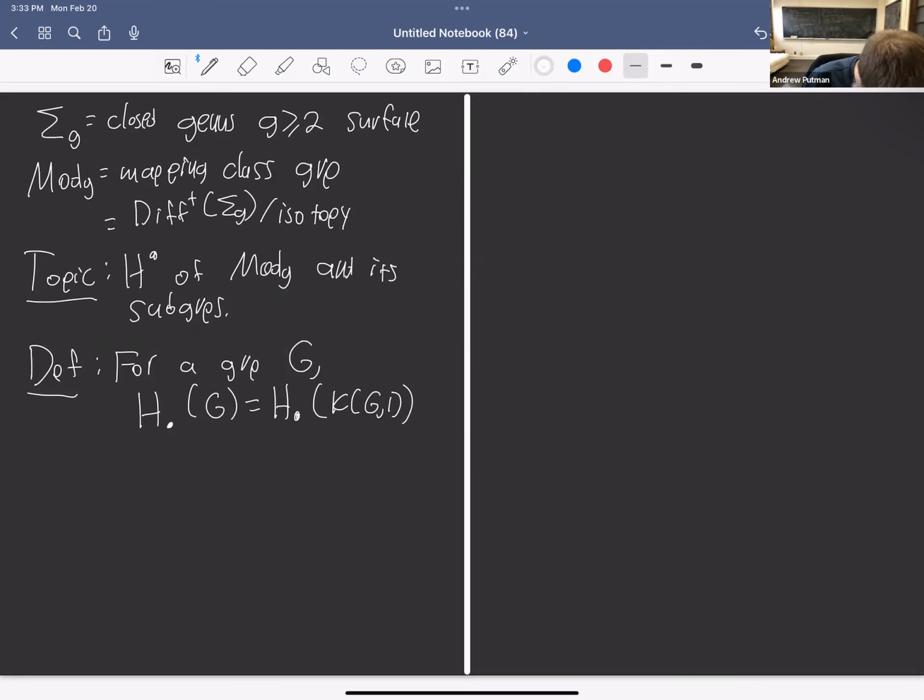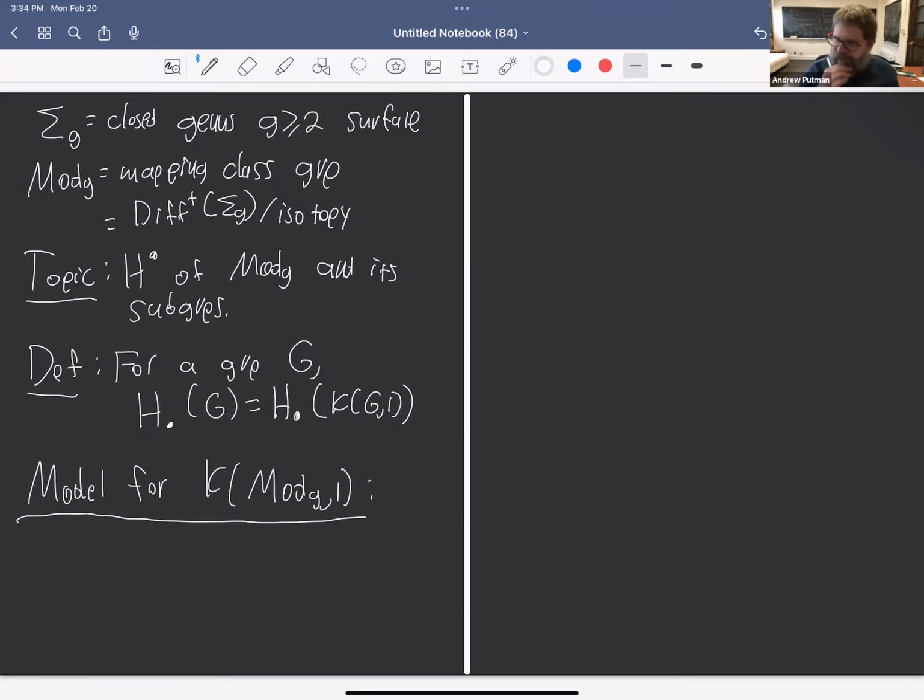And so I'm going to begin by telling you the most important model for the K(G,1). So this is the model for a K(mapping class group, 1). Okay, so it starts off with the following amazing coincidence. You're only allowed to say the word amazing if it's not your theorem. Coincidence. And thankfully, this is a theorem of people that no one's going to complain about. I think Gauss is one of the people I need to put on this.